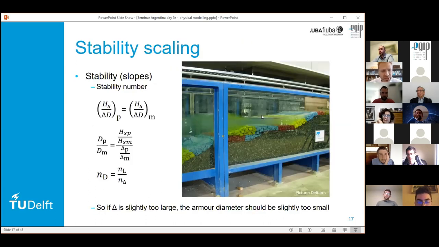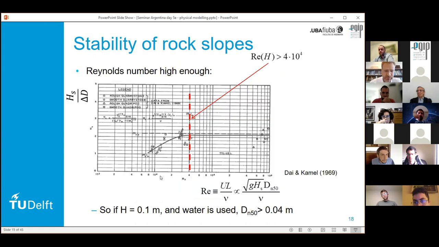Of course, if we make these nice blocks, the Accropodes or X-blocks, on the slope of our breakwater, then we can just alter the density such that we can make the exact length scale of our blocks. And then what is the scale that we need to have a stable rock slope?